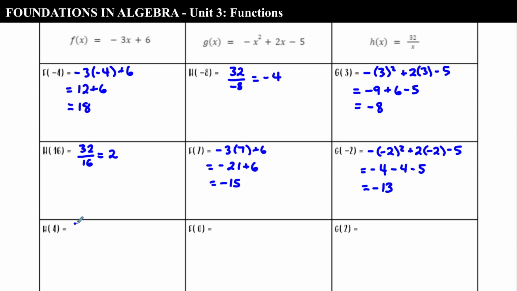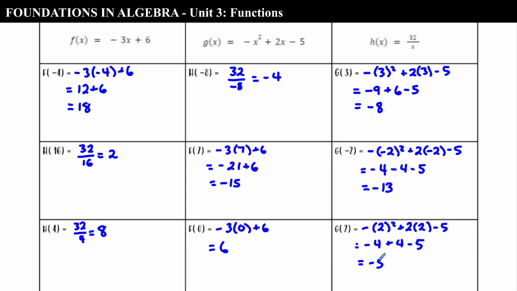H of 4, we're back to doing 32 over 4, which gives us 8. F of 0, first function again. Negative 3 times 0 plus 6, well, that's just going to give us 6. And then finally, g of 2. We've got negative 2 squared plus 2 times 2 minus 5. So that's going to be negative 4 plus 4 minus 5 which gives us negative 5, because our negative 4 and our positive 4 cancel. So that's how you evaluate functions based on what your x is.